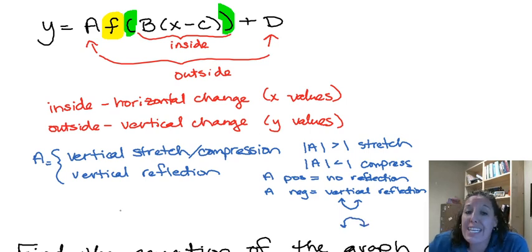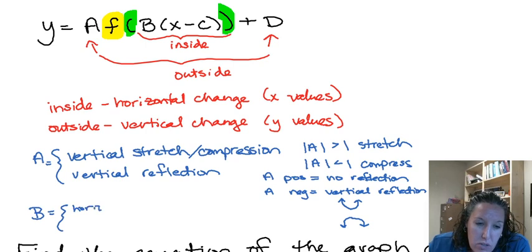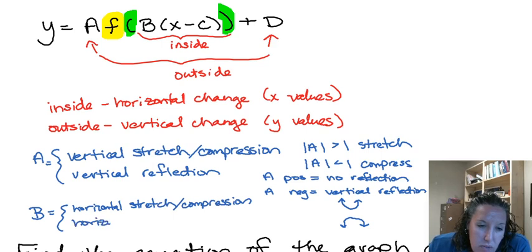All right, our b is going to give us the same information just with horizontal. So we can copy and paste all of this and replace the word vertical with the word horizontal, with one exception. It switches our stretching and compressing. So our b value is going to give us information about a horizontal change or a horizontal reflection.